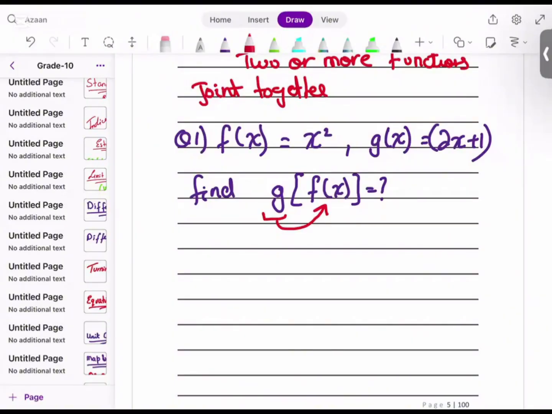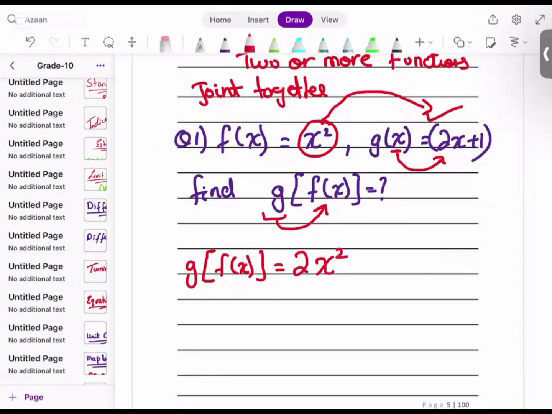So listen to me very carefully. In function g, I have to put the value of f(x). So how will we write this? The value of f(x) is x squared. This means that I have to put the value of f(x) in function g by replacing x. So now x will become x squared because the value of f(x) is x squared. So the final answer will be 2x squared plus 1.